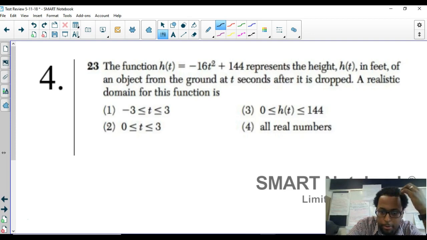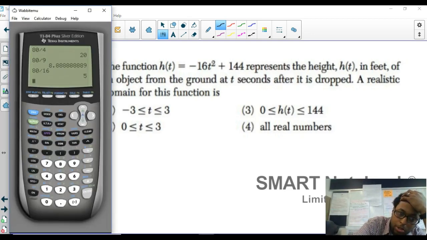So we're talking about something dropping from the ground. So let's look at a realistic domain. Anytime you have h of t, you can simply press y equals. Okay. Simply press y equals.